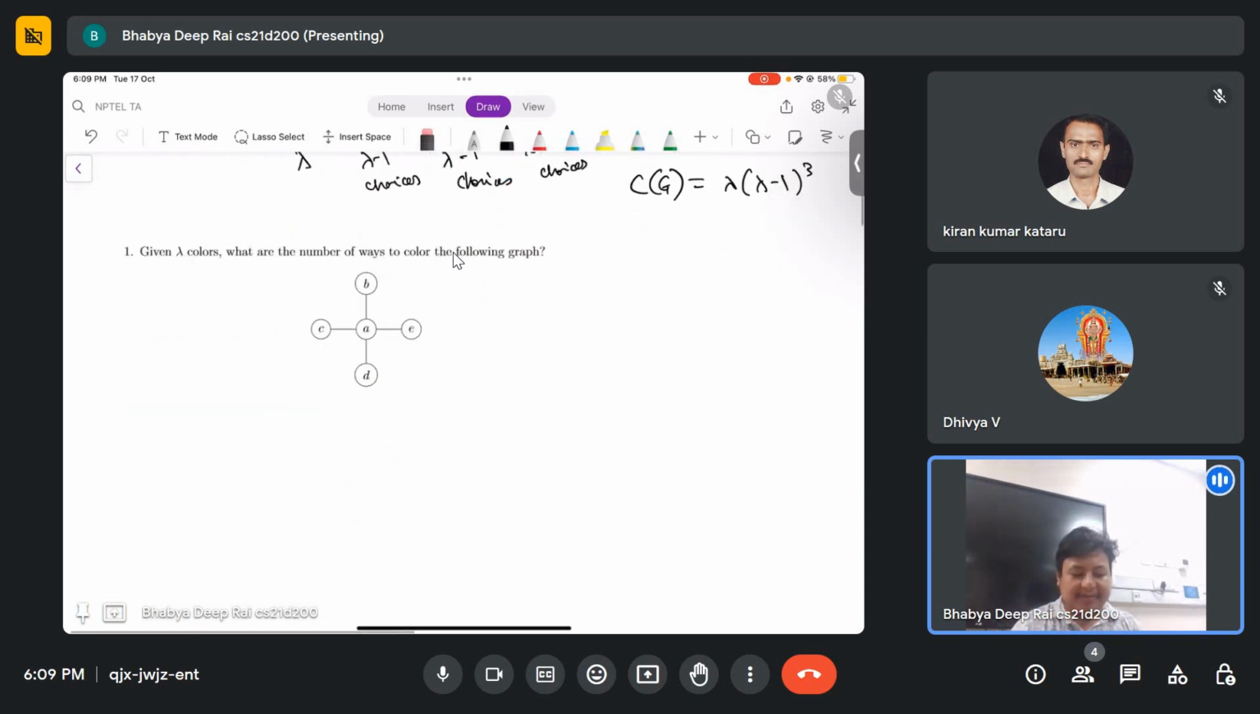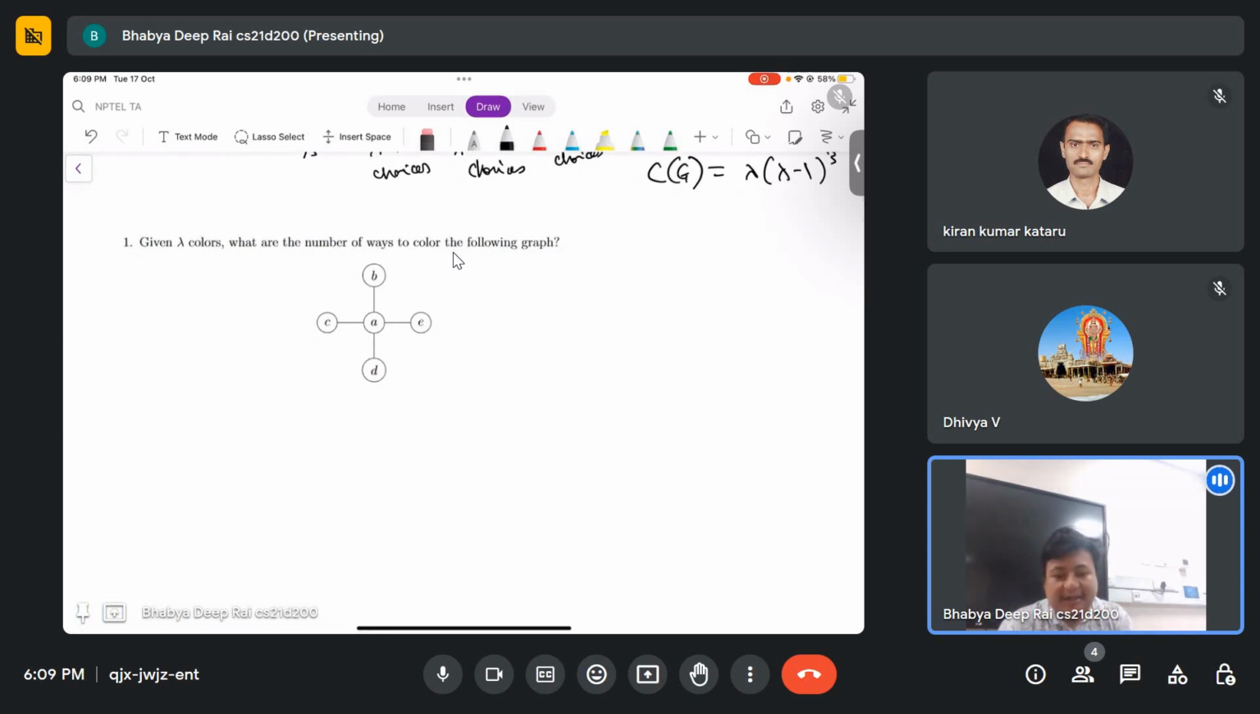So look at this particular graph. We are given lambda colors again. The question is, what are the number of ways to color the following graph? Try to think of a strategy maybe, and it's a very similar logic to what we saw just now. So I'm given lambda colors, I need to color this graph properly. So how many ways are there to do it?